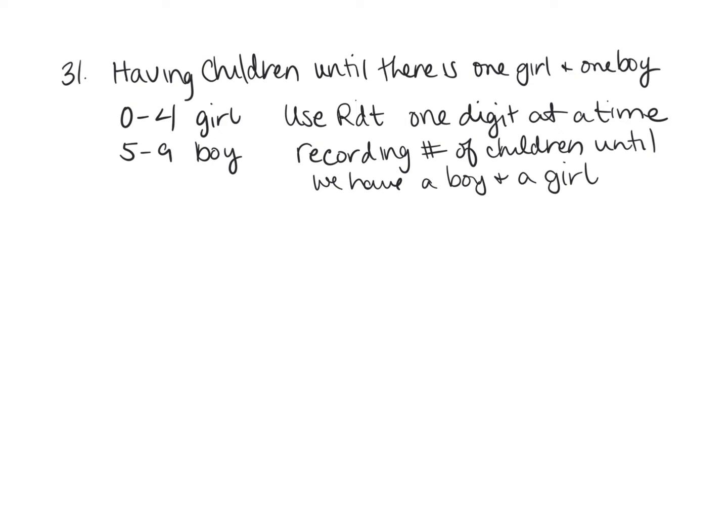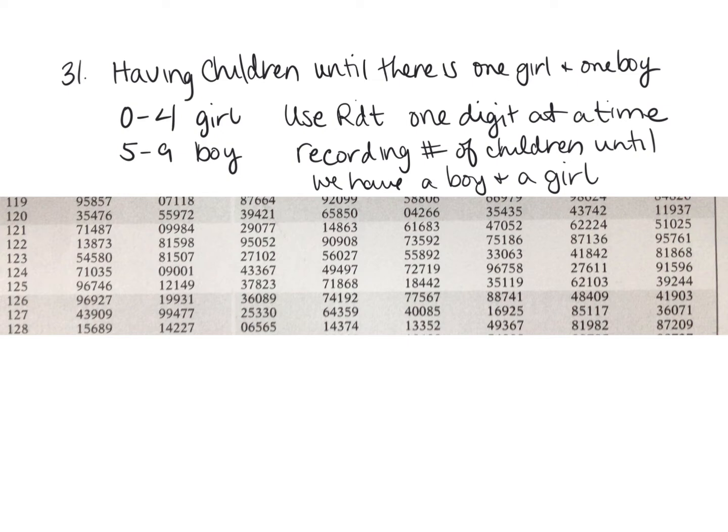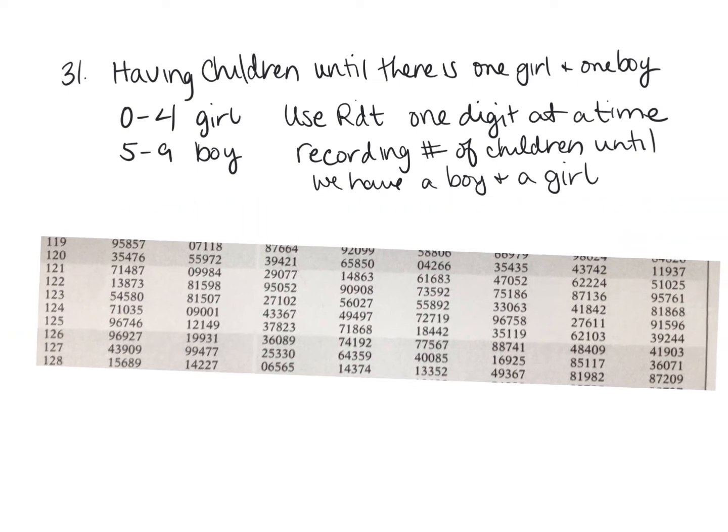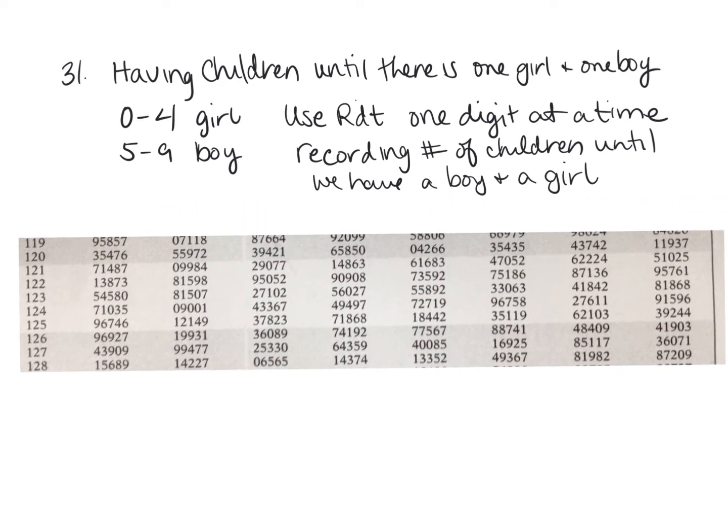And I still don't have a random digit table saved in my files here. Let me see. Hold on. We're a little further down on this table now. I'm just going to crop some of it so it doesn't take as much space. Okay, so we're going to start on line 120 just because.